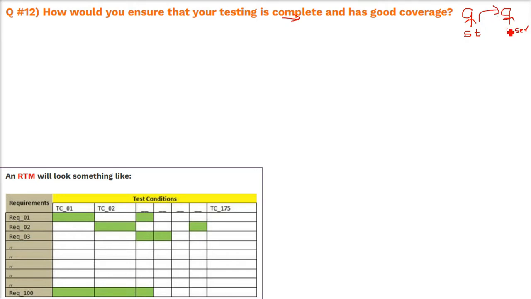And the second idea is that when your money is drained and your time is drained, then your testing is complete. This is how it is seen. So we are talking about actual completion and actual coverage.